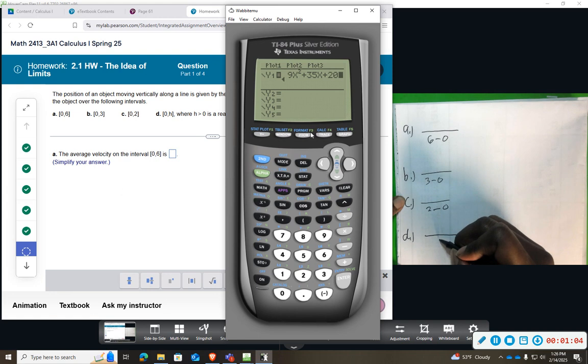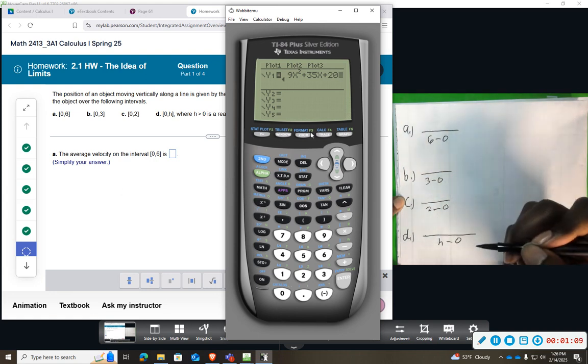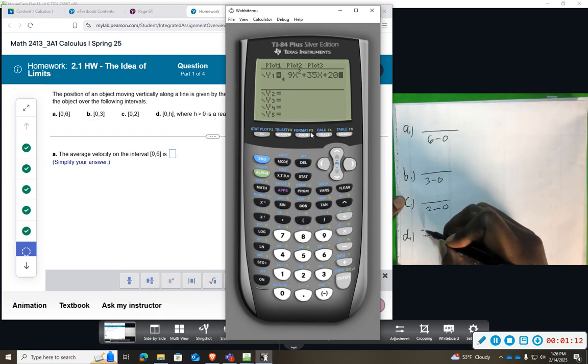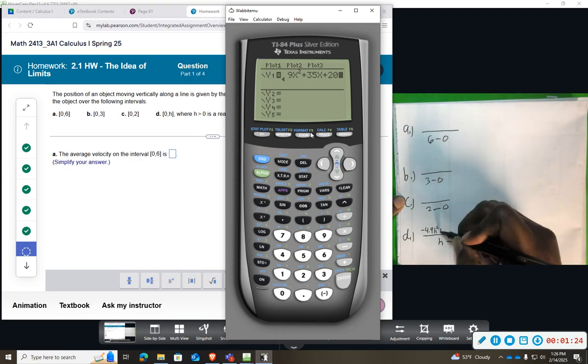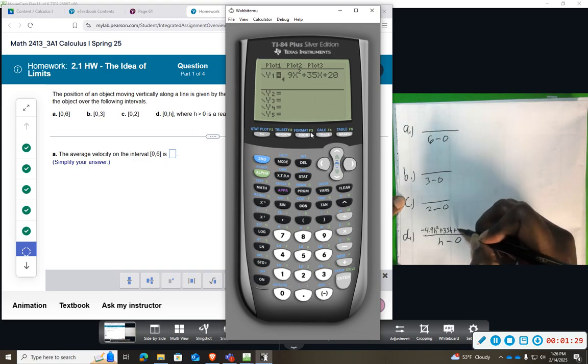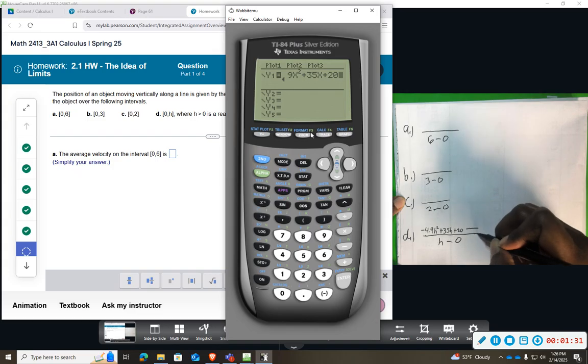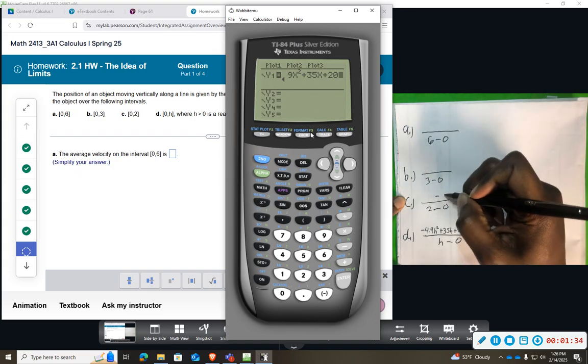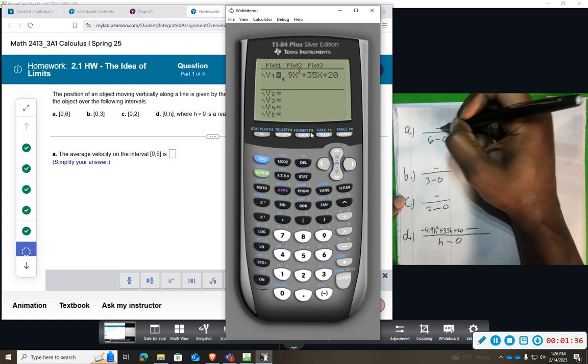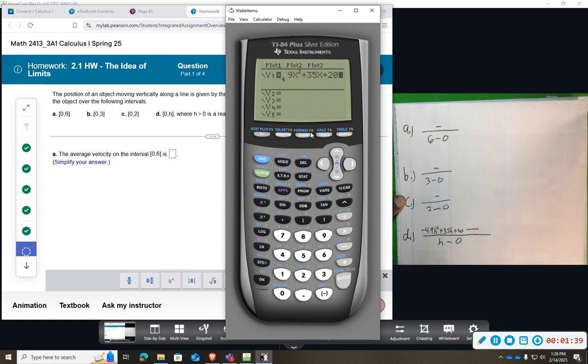So h minus 0. And that's just going to do a variable swap basically. So we'll still have our minus 4.9. This will be h squared. So we're just replacing the t with an h. And then plus 35h. And then plus 20. And we'll be subtracting some value. So whatever we get when we plug in 0, it'll be the same value all 4 times.